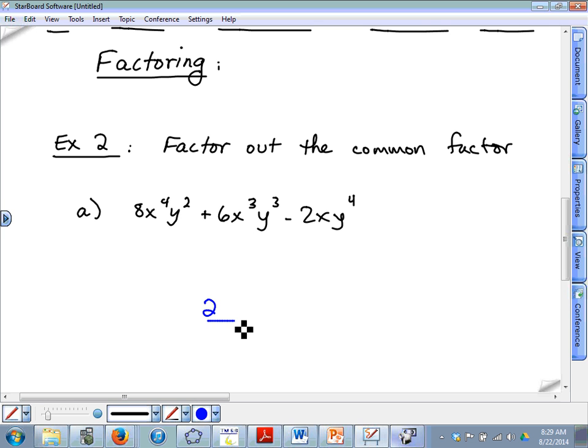So here's what we're going for. We're going to have some kind of an expression outside of a giant parenthesis. The common factor goes outside the parenthesis. What's left over stays inside. Do you understand the direction we're headed here? So we know that a 2 comes out from the coefficients.